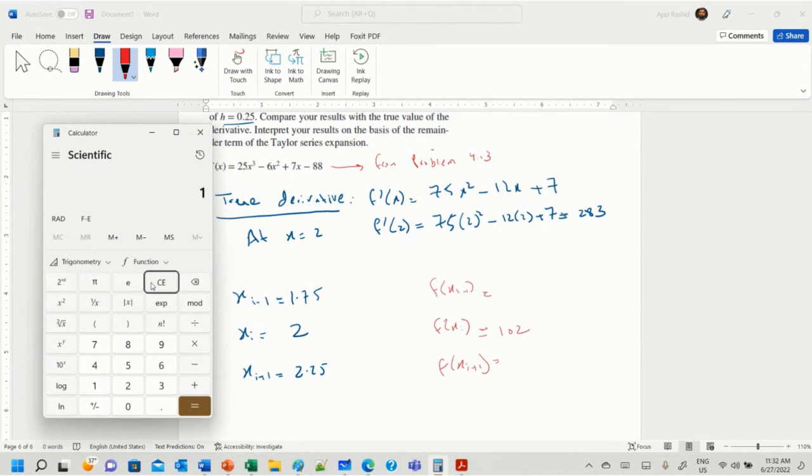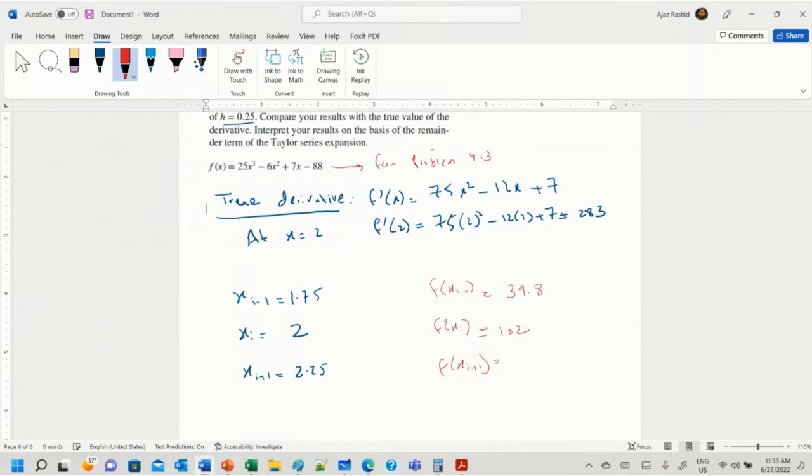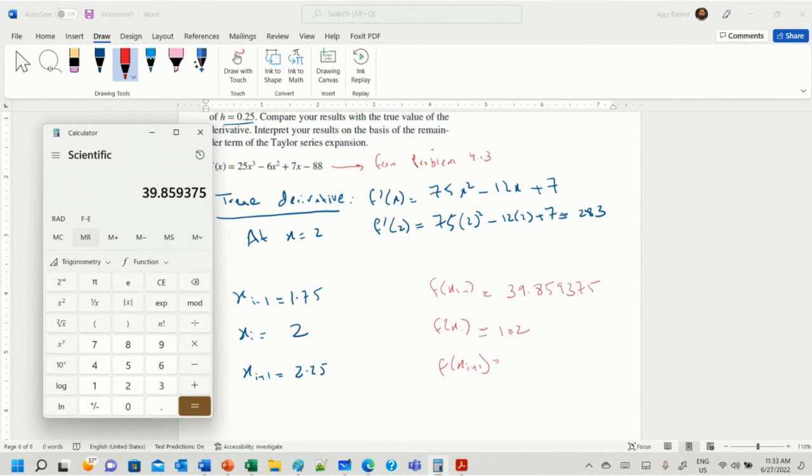25x cubed, so 1.75 cubed times 25. That's add to the memory. 1.75 squared multiplied by 6. That's subtract from the memory. 7 multiplied by 1.75. That's add to the memory, and 88 subtract from the memory. So we get 39.8593. And then I have 2.25, so clear the memory, clear everything.